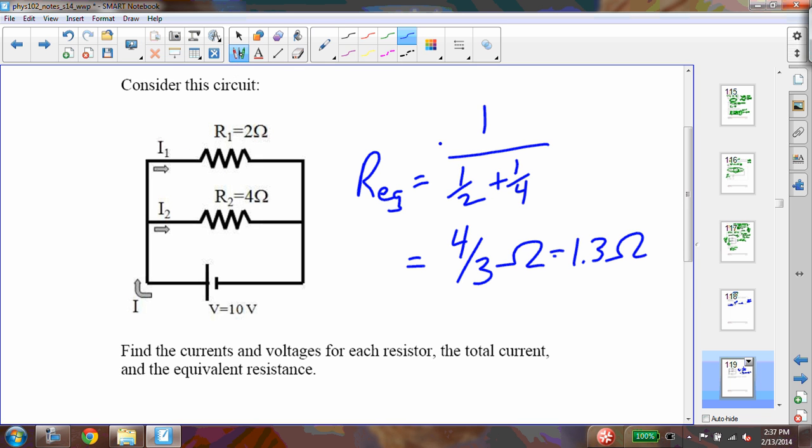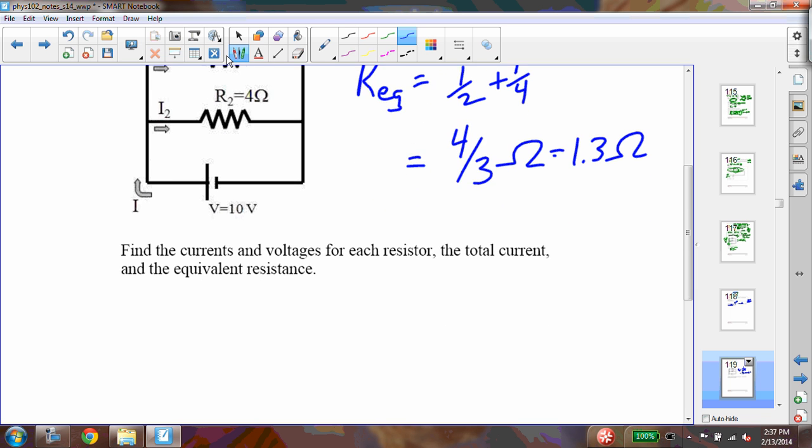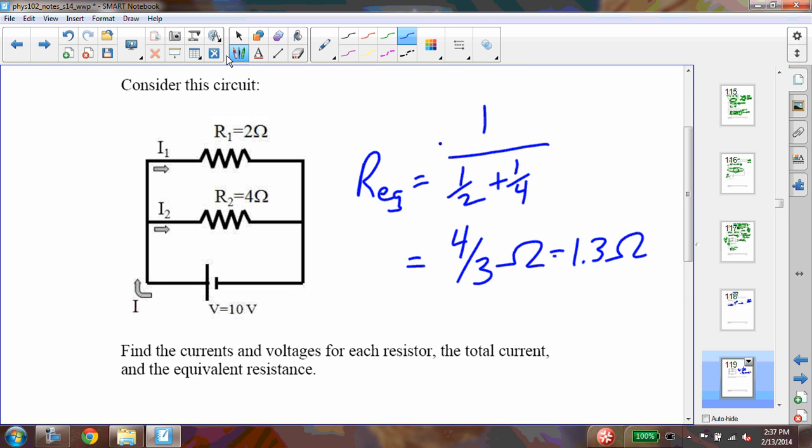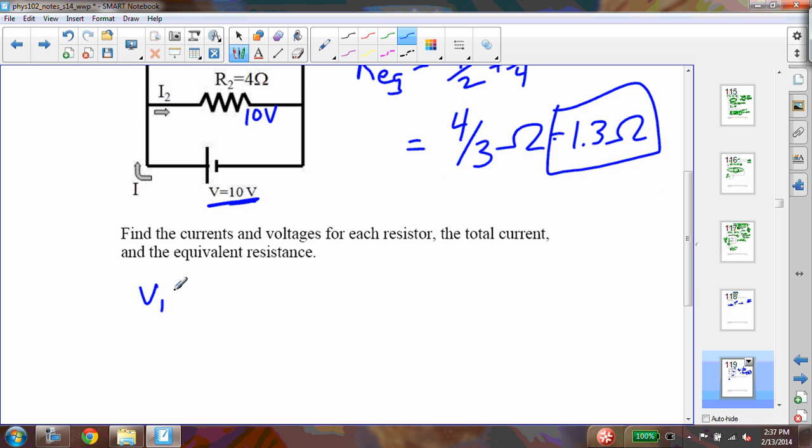All right, now let's look at this, and we'll actually start to work some of the problems. We want to find the currents and voltages for each resistor, the total current, and the equivalent resistance. I've already found the equivalent resistance. It's right here. I want to find the voltages for each resistor. Well, remember, resistors in parallel have the same voltage. So if I have 10 volts here, that means I have 10 volts here and 10 volts here. So my V1 is going to equal 10 volts, and V2 will also equal 10 volts.